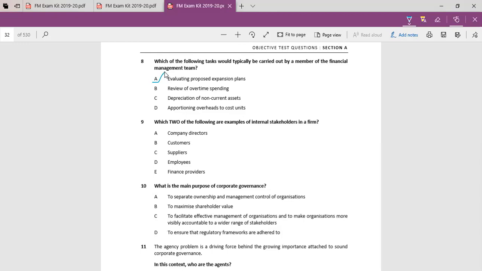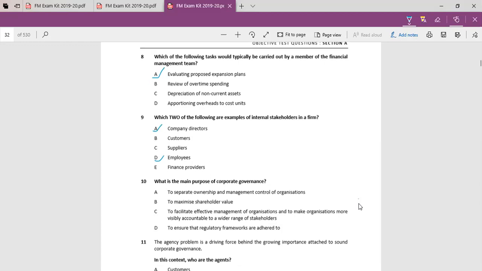Which two of the following are examples of internal stakeholders in a firm? Internal stakeholder. Many stakeholders are there. Employees and company directors. Employees and company directors; customers, suppliers, and finance providers are all external. That's right. Then the 10th one, what is the main purpose of corporate governance?